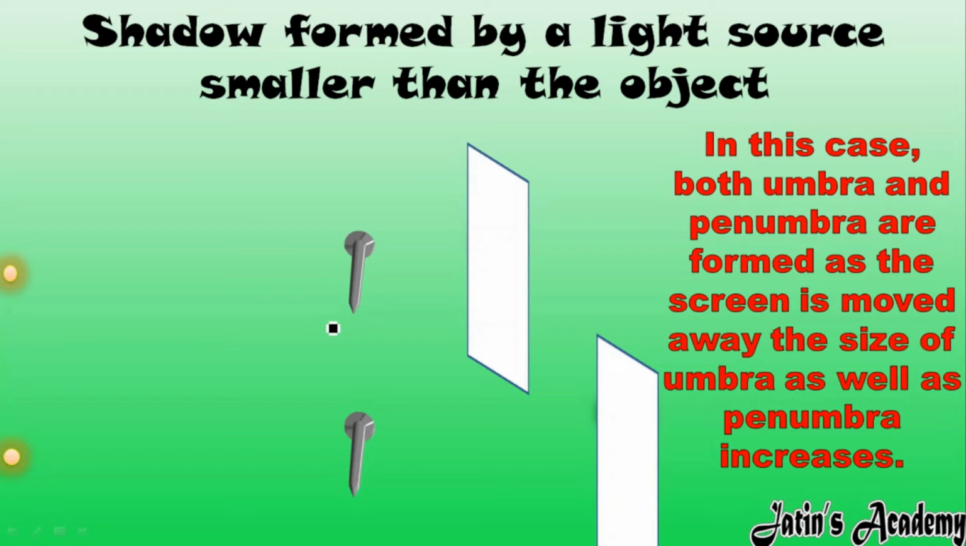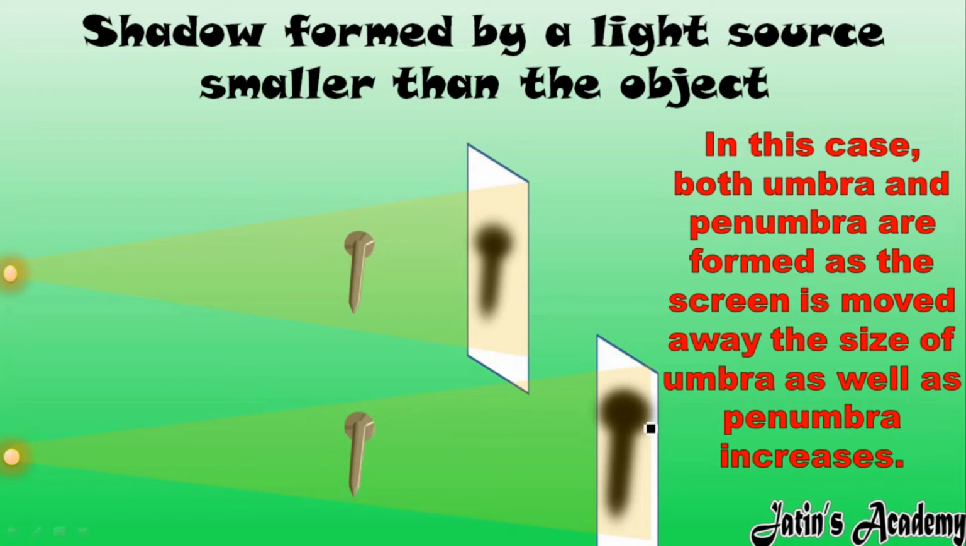Here I have a source of light smaller as compared to the opaque object. Whenever the light radiation from the point source of light falls on an opaque object, in this case both umbra and penumbra form. Both umbra and penumbra are going to form whenever we take a smaller source of light as compared to the opaque object. But if we take the screen away from the opaque object, in that case both umbra and penumbra are going to increase.